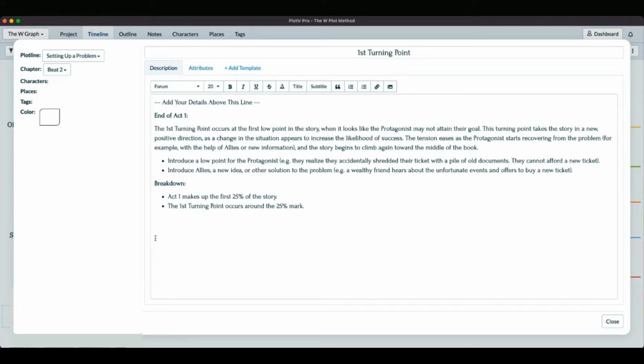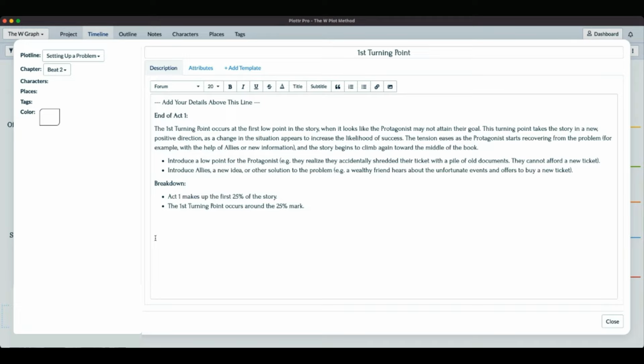The turning point takes the story in a new positive direction. So, in the example of the romance, something happens that causes the couple to kind of be pushed together, and we think maybe this is going to work out after all. Sometimes that's with the help of friends or allies. Sometimes, in the case of a detective, they get new clues, they get a new partner, something like that. New information comes to light, and the story starts to climb again towards the middle of the book, or what we call the midpoint. So we introduce this low point for the protagonist. This happens right at the very beginning of the act. Then they move upward from there.